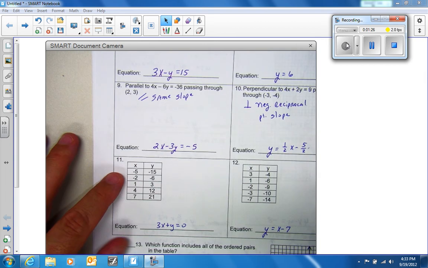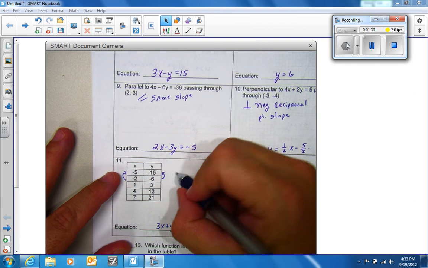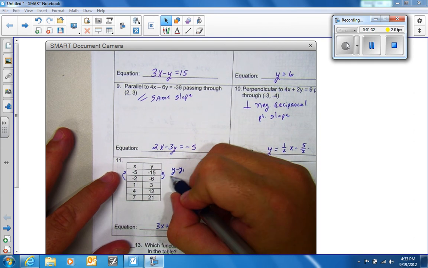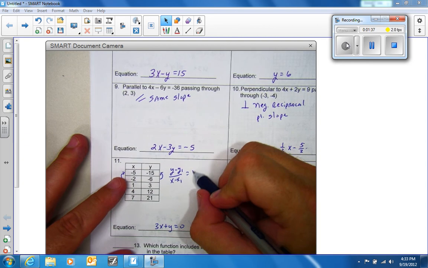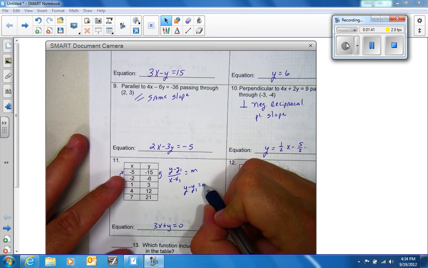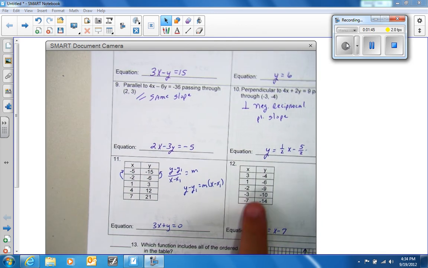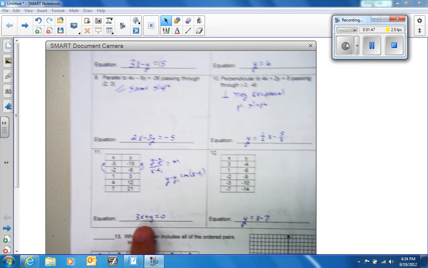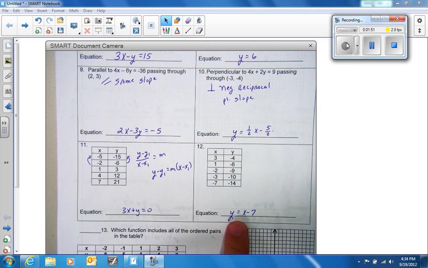Remember, on number 11, you have to find change in y over change in x. Remember, y minus y1 over x minus x1. That gives you your slope. Once you find your slope, put it in y minus y1 equals m times x minus x1. That's your point-slope form. And then you put it in standard form afterwards. Remember, same thing here, same concept, except I want you in slope-intercept form.